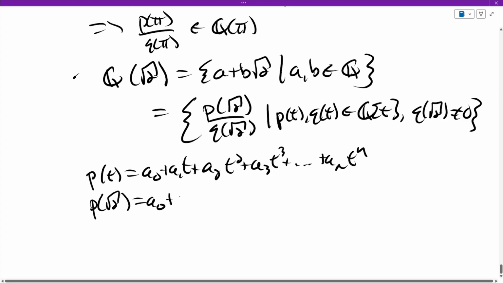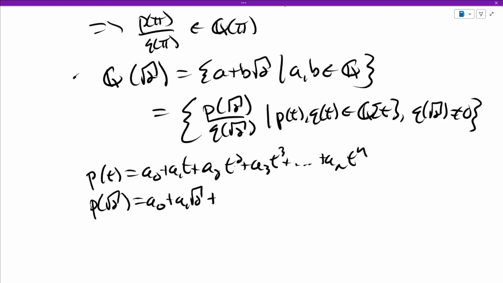Well, we get a0 plus a1 root 2. We get a2 root 2 squared, that's 2 a2. We get 2 a3 root 2 because we have a root 2 cubed. And then all the way up to an, it's going to be like 2 to the floor of n over 2 times root 2 to the n, which you can write as either a rational or a rational times root 2, right? Okay, so what do we see here?